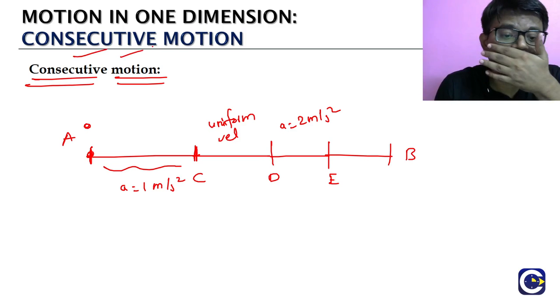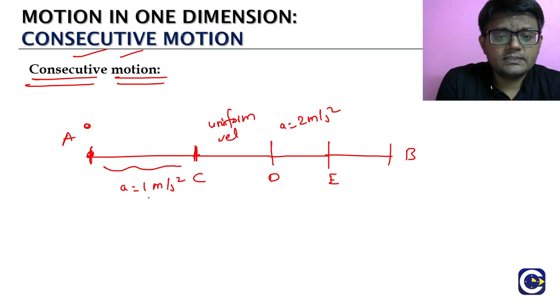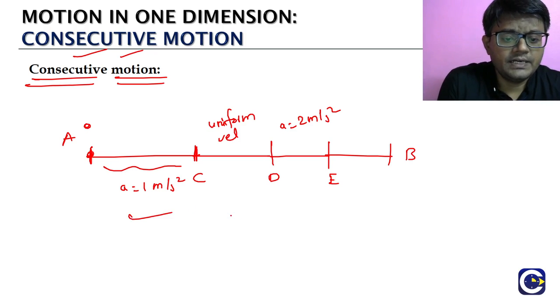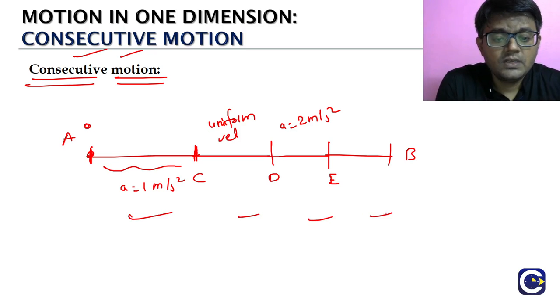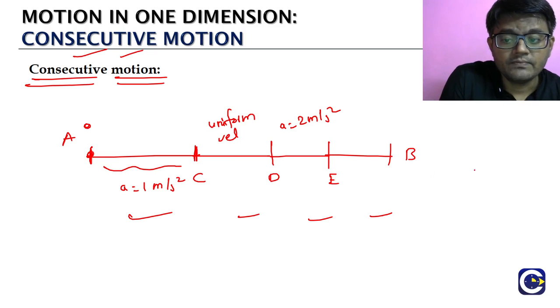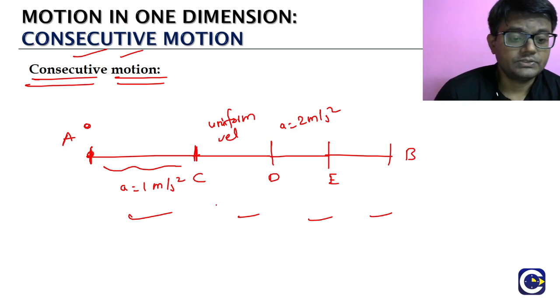This is what we call consecutive motion, meaning the object is in constant motion but the parameters are changing. In these types of problems, generally they will ask us for some relation between these different parts of the journey and the overall journey. We'll see what kind of questions can be asked. In fact, this same model of question has even come in one of the previous year JEE Mains, the consecutive motion type of questions.